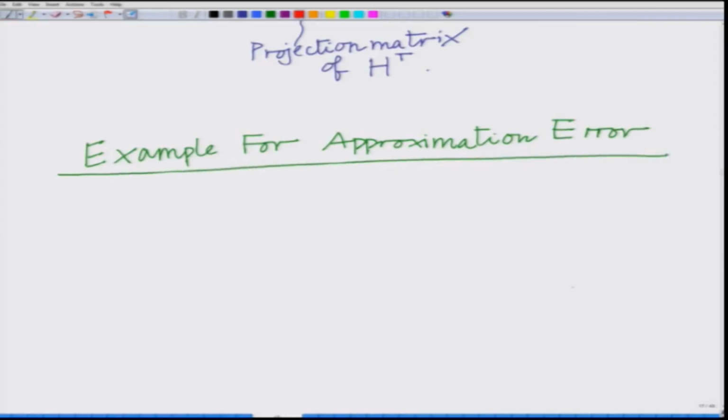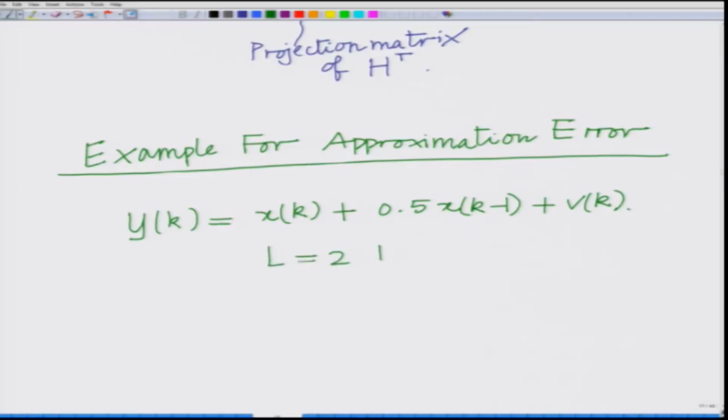So, to understand this better, let us do an example and go back to the simple 2 tap ISI channel that we had considered previously. Remember, for our equalizer we had considered yk equals xk plus 0.5 xk minus 1 plus Vk. This is the ISI channel. So, we have L equal to 2 taps, H0 equal to 1 and H1 equal to 0.5.